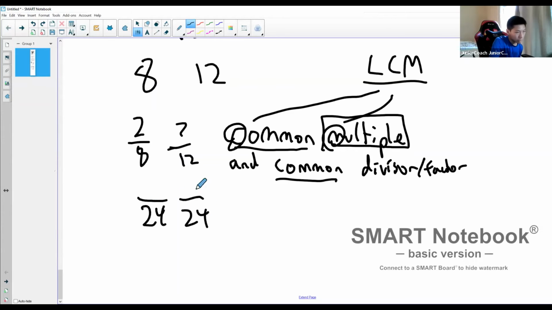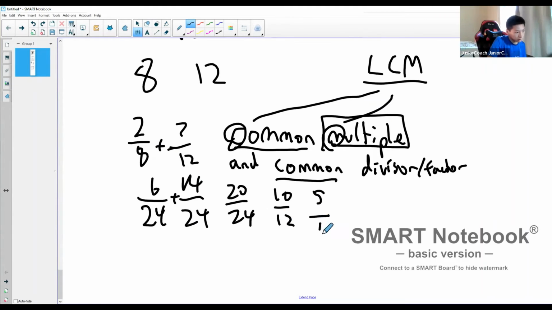And just to go over this again, the least common multiple is very helpful in fractions because that's how you make denominators equal. So if you wanted to add 2 eighths and 7 twelfths, you would put them both over 24. And then you could add them. And in this case, you could also simplify it to 10 over 12 and then into 5 over 6, I believe. Yeah. So that's the common multiple.